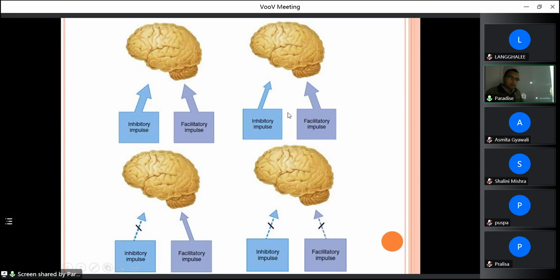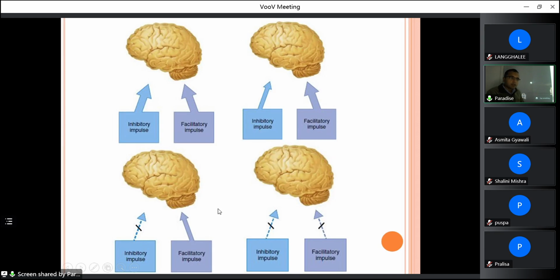Normally in the brain, there is some supply of inhibitory impulses as well as facilitatory impulses. Initially, the local anesthesia will block the inhibitory impulses, so the facilitatory impulse will be there. So it will lead to pre-seizure symptoms, or it may lead to seizure. Once all the inhibitory impulses are blocked, what will happen? Only the facilitatory impulses are there. Due to the presence of this facilitatory impulse, there will be seizure, tonic-clonic attack.